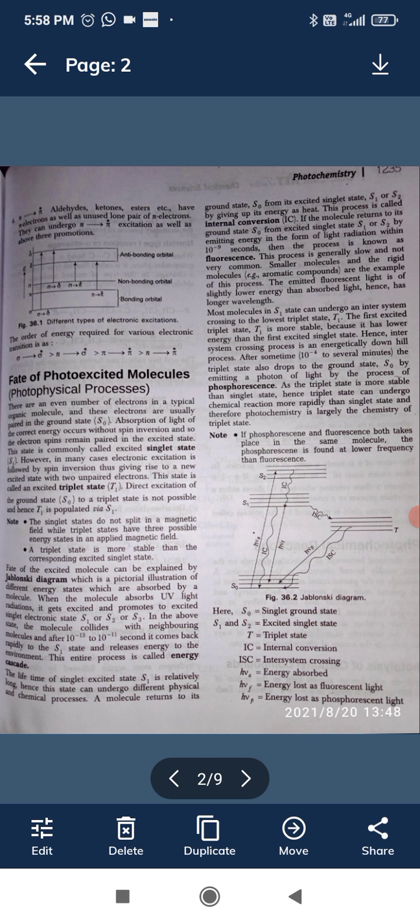In the note it is clearly given that singlet states do not split in a magnetic field, while triplet states have three possible energy states in an applied magnetic field. A triplet state is more stable than the corresponding excited singlet state.